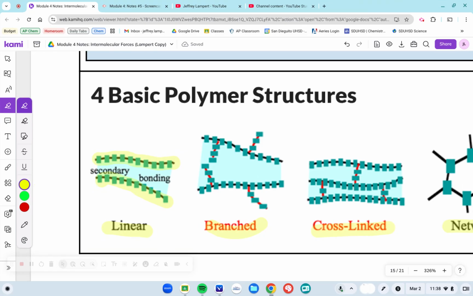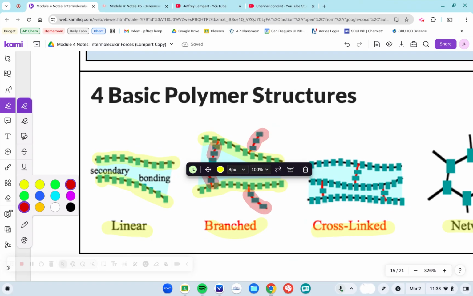Now in a branched compound, you still have that same chain going across like we did in the linear, but you also have these branches coming out. These branches sticking out will change their properties slightly. We'll talk more about what those properties are later, but for now we just know that we have these little things reaching off of that main structure.